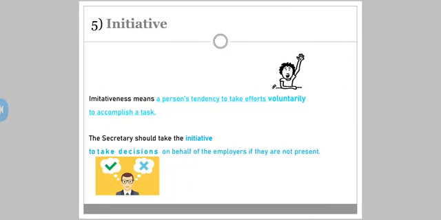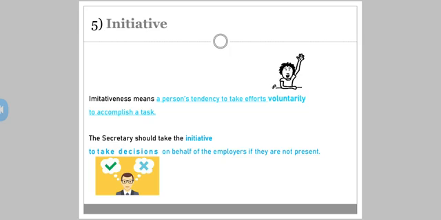Coming to the fifth one is initiative. Most importantly, initiative means the ability to act first or on one's own. That means coming forward voluntarily by one's own self. Initiativeness means a person's tendency to make efforts voluntarily to accomplish a task. The secretary should come forward by his or her own self to complete a task. This is known as taking initiative, coming forward by one's own free will.